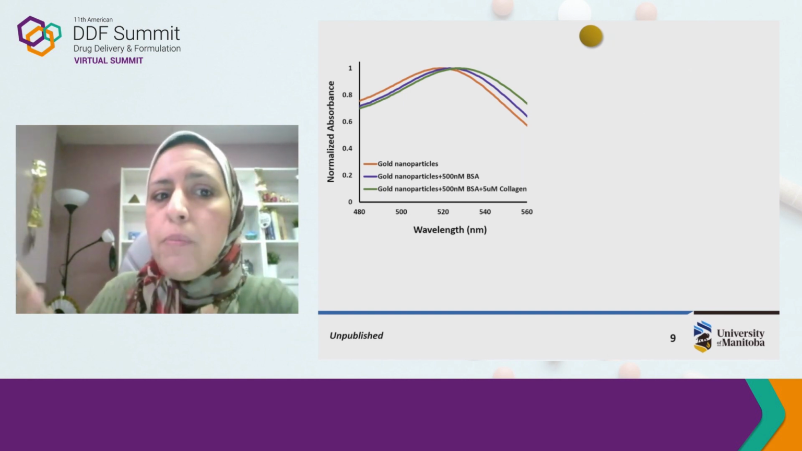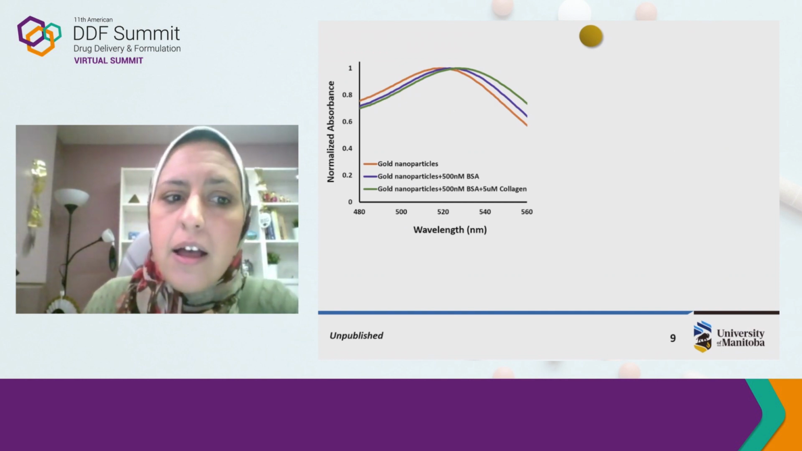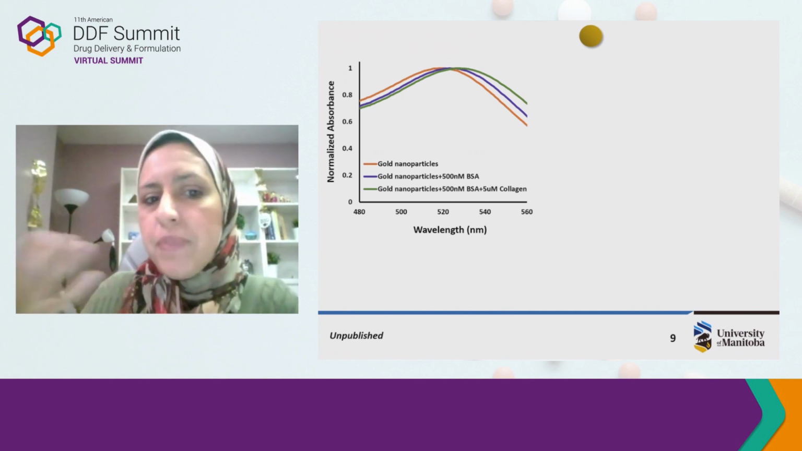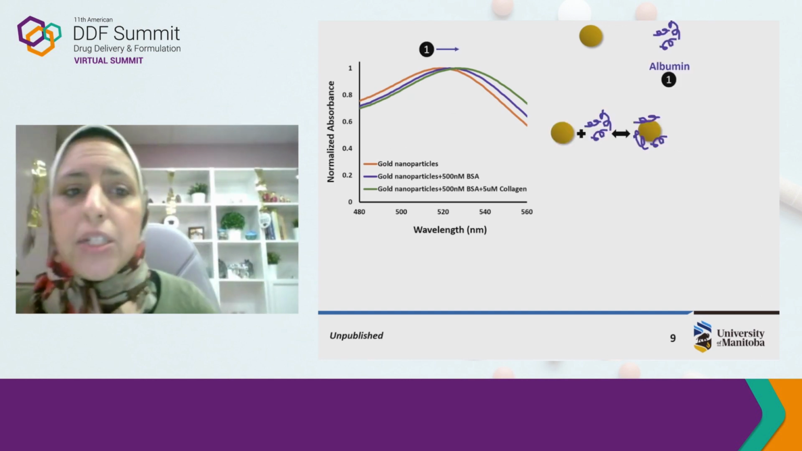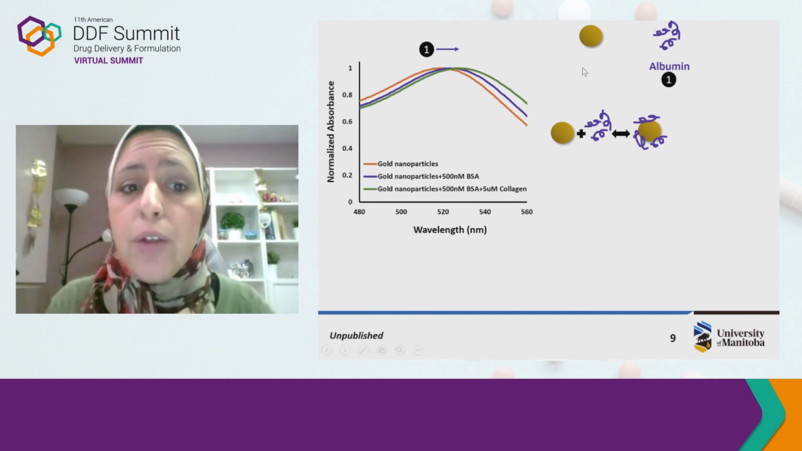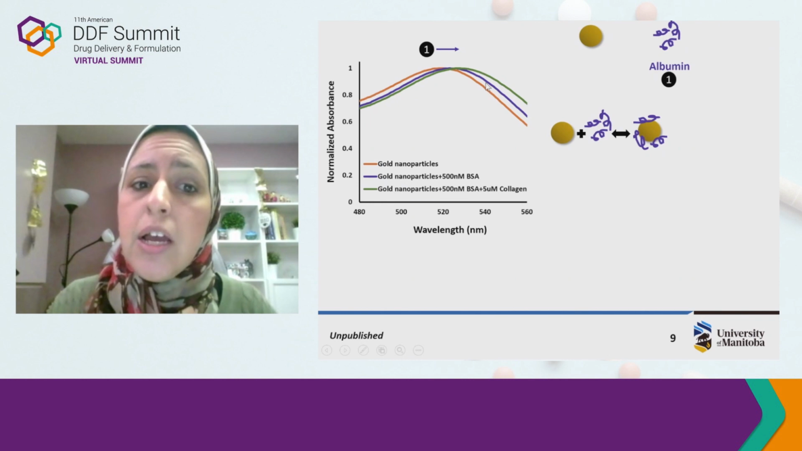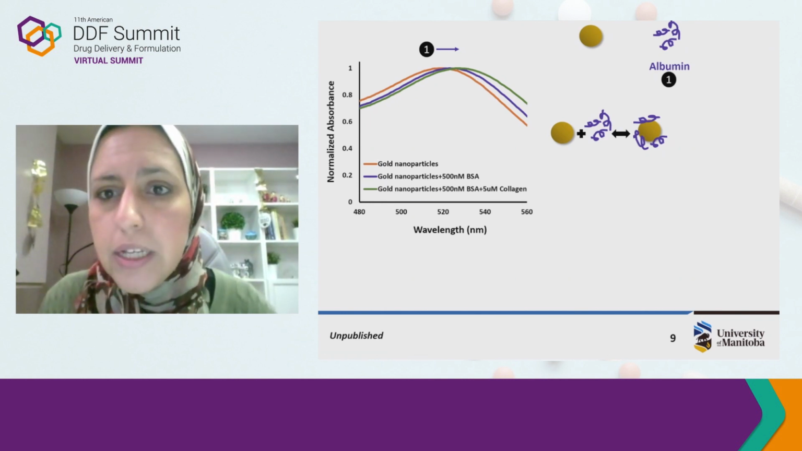And based on that, we will be able to develop therapies that have high interaction tendency with the cells. So we did the same experiments. We exposed the nanoparticles to albumin first, and we got a shift that is similar to the shift that we observed with albumin. So that's just a normal experiment.